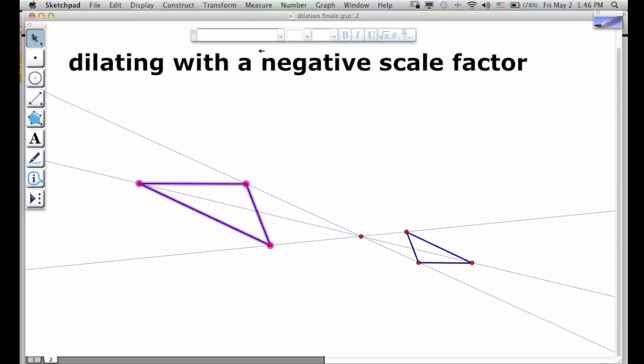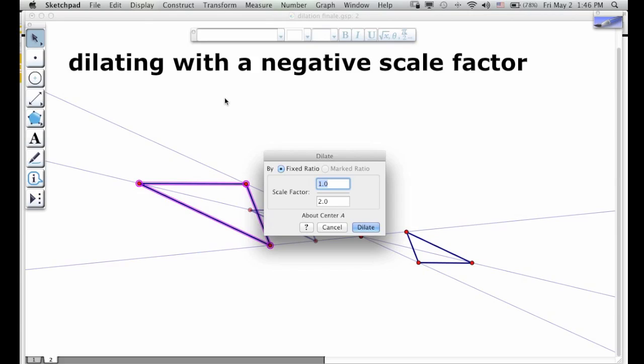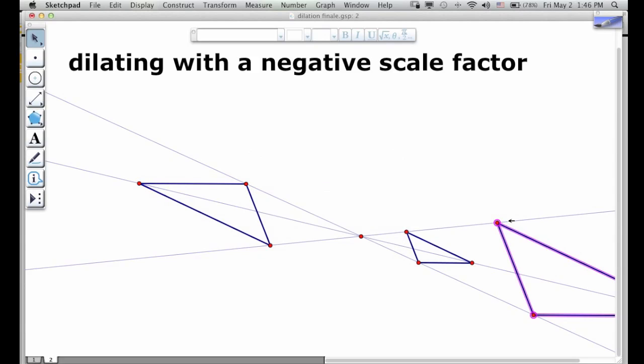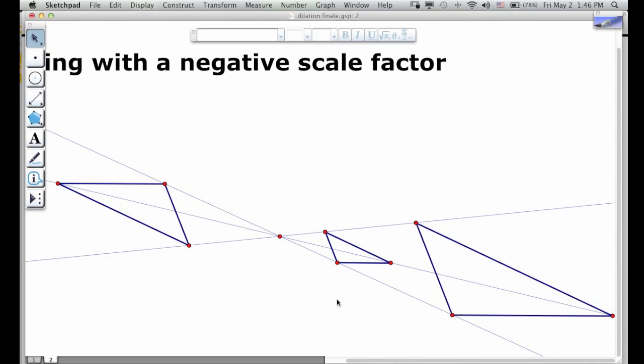So we're going to select the entire triangle, and then go to Transform, Dilate, and then we can dilate by the ratio, and now we can plug in a negative number. As you can see here, we plugged in -3/2, and it actually goes on the other side. And that is what happens when you use a negative scale factor.